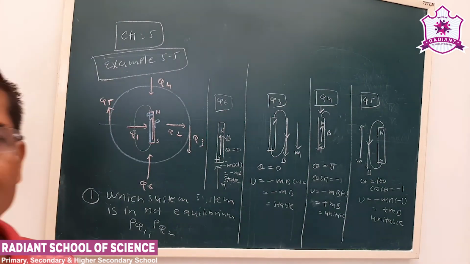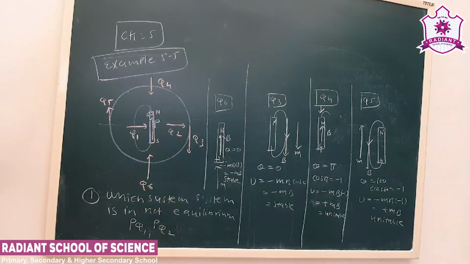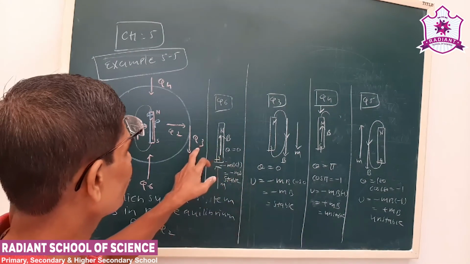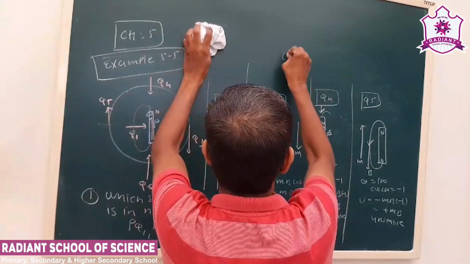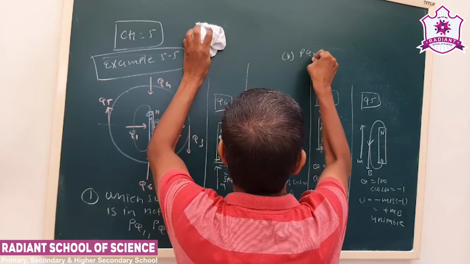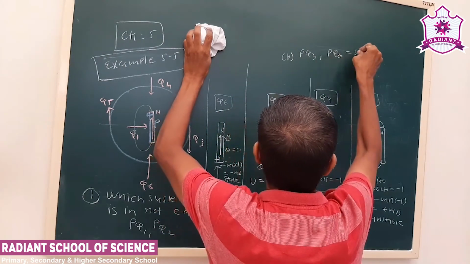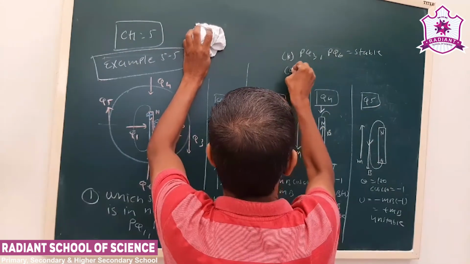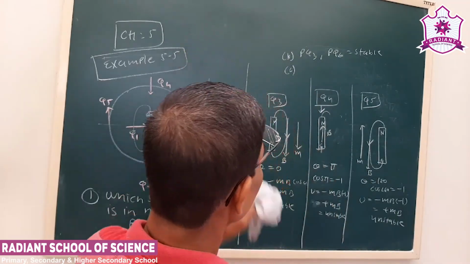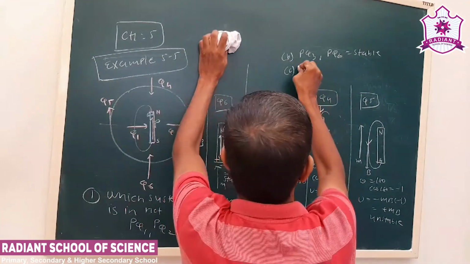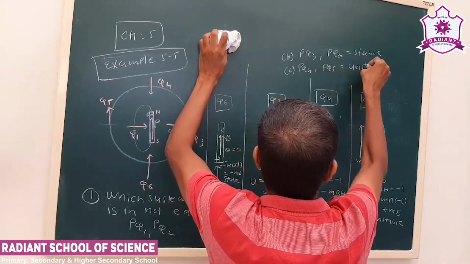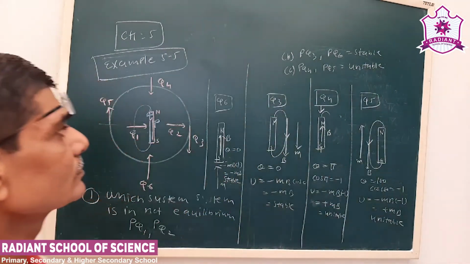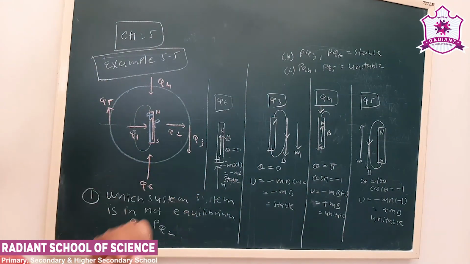When M and B are in opposite directions, it is unstable. So from this we can say Q3 and Q6 are stable equilibrium. So the second part of the question: P Q3 and P Q6 are stable, and P Q4 and P Q5 are unstable.